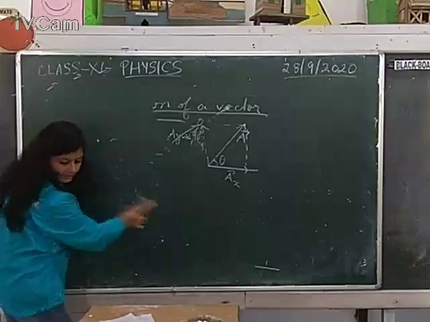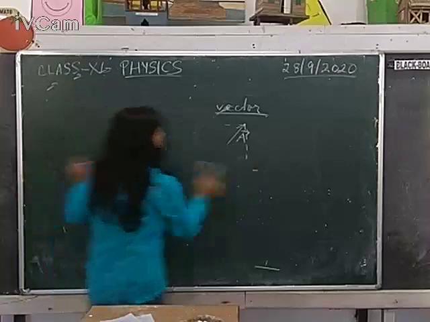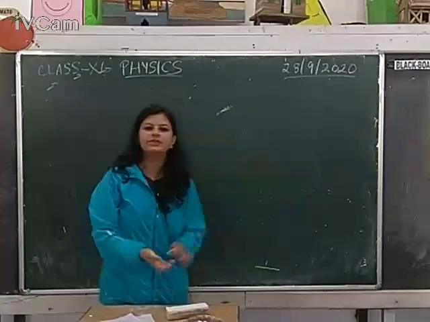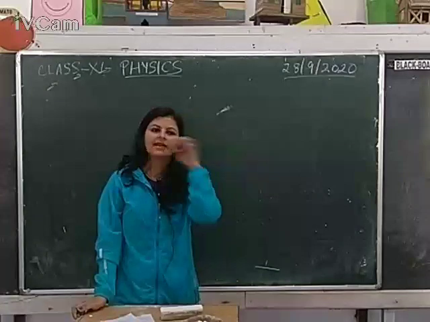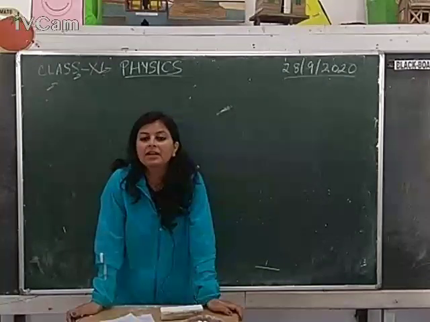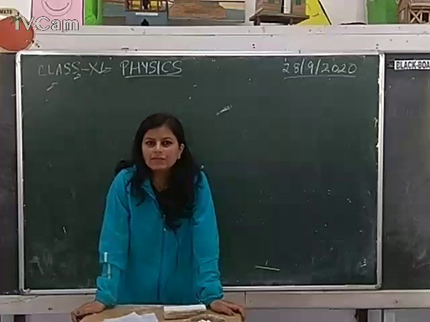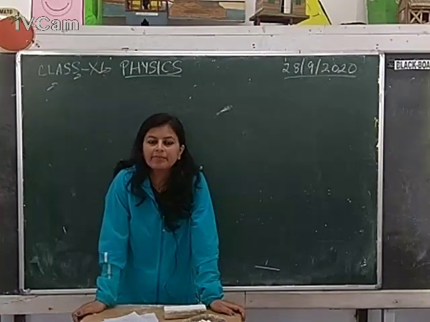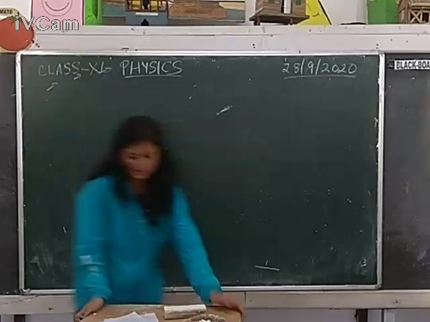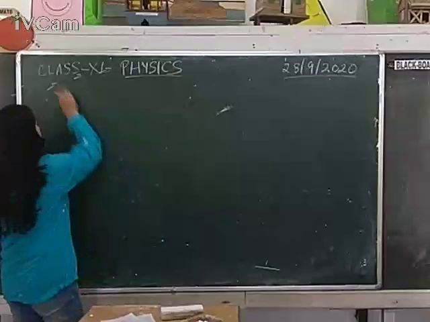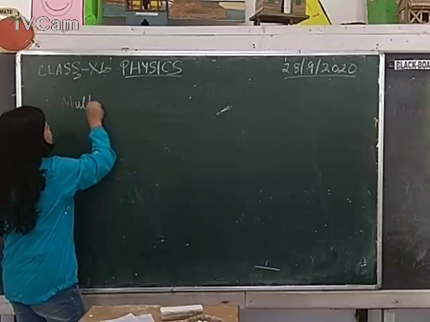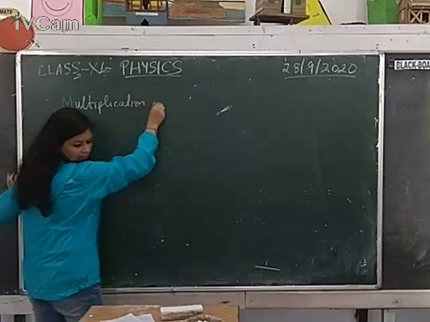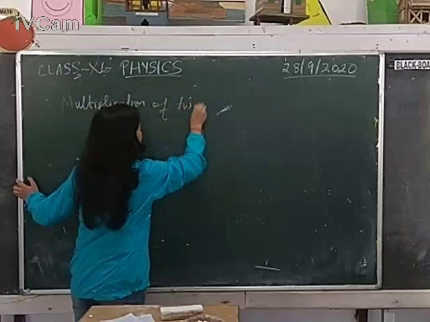Next, we will be doing multiplication of two vectors. We have done addition of two vectors using the triangle law because vectors cannot be added using simple algebra. Likewise, we cannot multiply vectors using simple algebra. So there is a method to multiply two vectors. So let's begin. Multiplication of two vectors. We'll be doing two now.